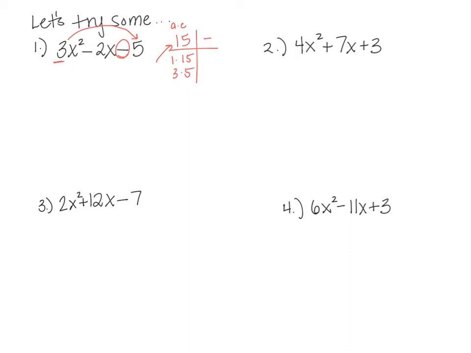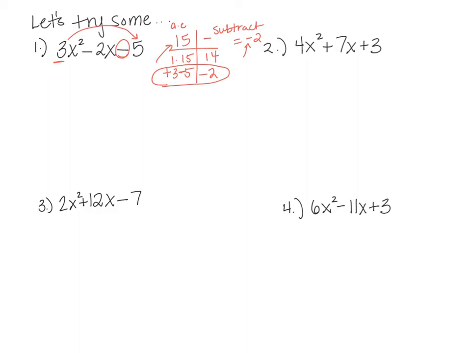Now they need to subtract to equal a negative 2. So I'm going to subtract the two numbers. So here I'm going to get a 14. Here I'm going to get a 2. If I want it to be a negative 2, that means I'm going to have a negative 5 and a positive 3. So now we've got our factors.